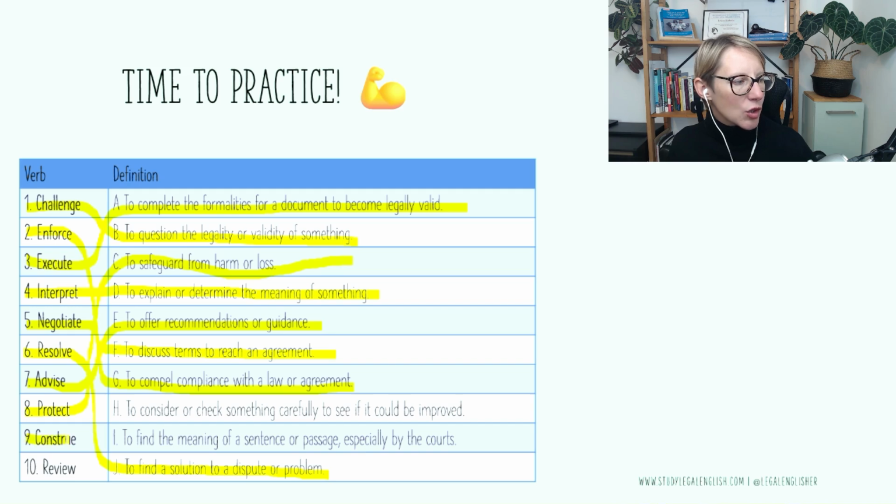Number 9, to construe, quite similar to interpret: to find the meaning of a sentence or passage, especially by the courts, right? Remember, the courts are construing the law and construing the meaning of contracts, for example, in court cases. To review: to consider, to check something carefully, to see if it could be improved. You're performing a contract review. You are reviewing contracts, probably quite a lot, I imagine.